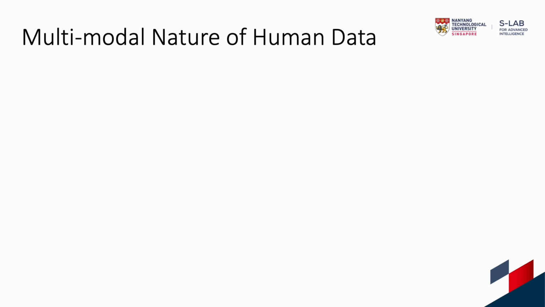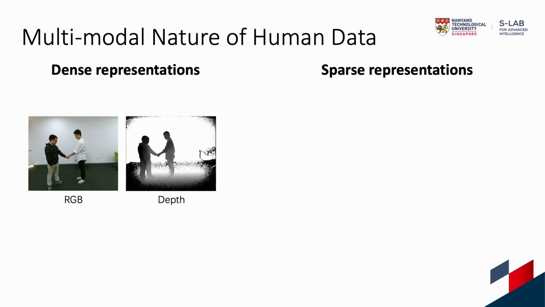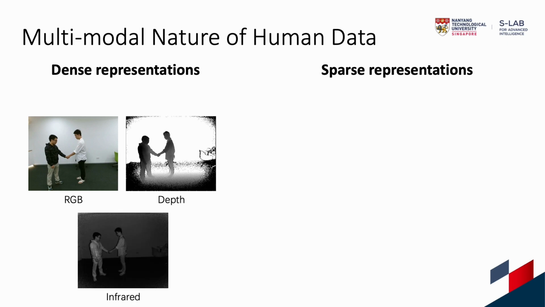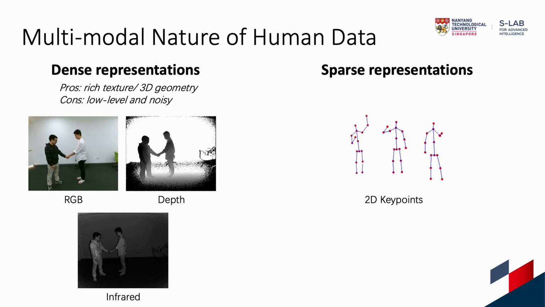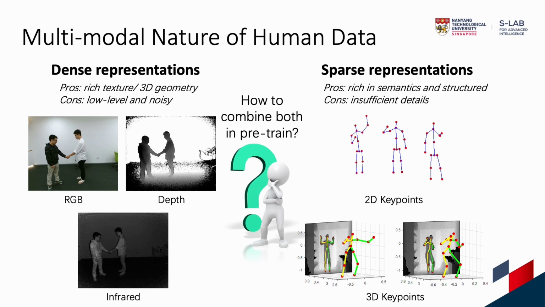However, human data, due to its multimodal nature, should be treated more carefully to fully achieve its potential. Specifically, we classify different modalities of human data into dense and sparse representations. For dense representations of human data, we have RGB, depth map, and infrared. These representations are generally rich in texture and can provide 3D information, but they are low-level, noisy, and inevitably redundant. For sparse representations like 2D or 3D key points, they are semantically rich and structured. However, they obviously lack details. So, how to combine both types of human data modalities to fully achieve its potential in human-centric portrayal is a question we try to answer.